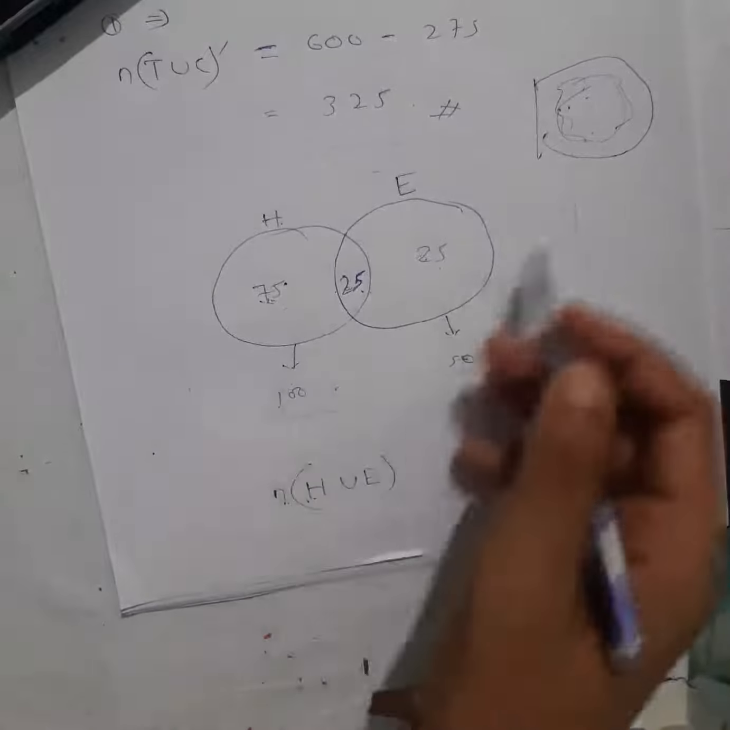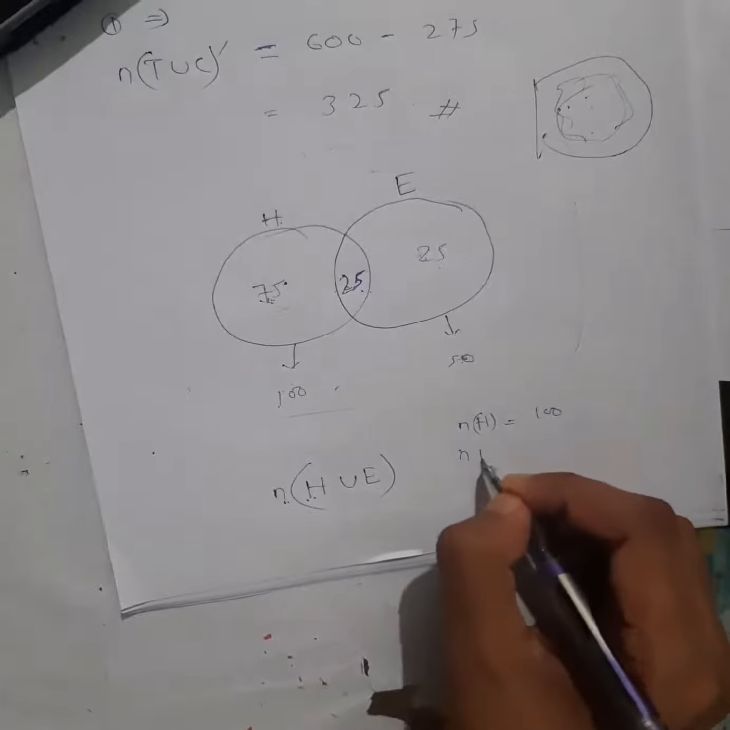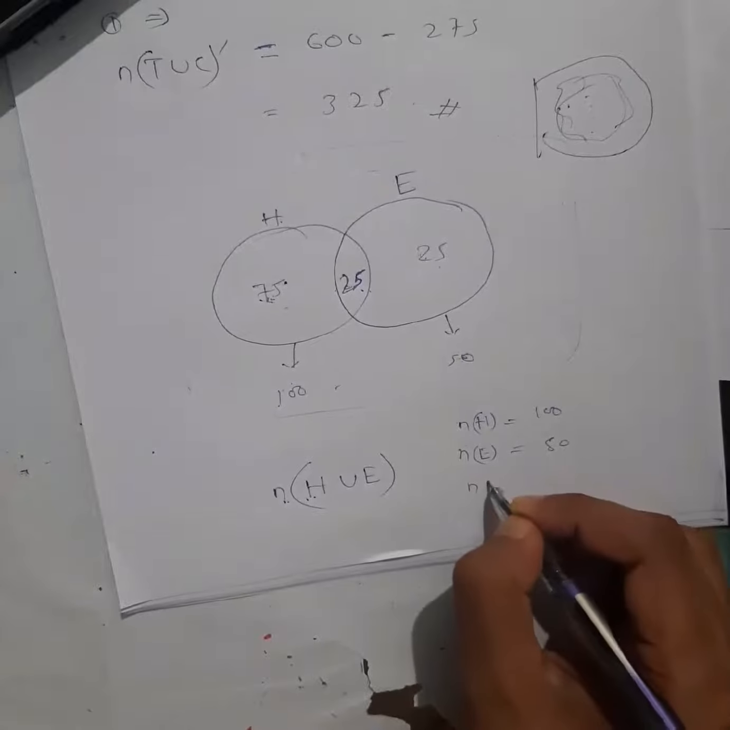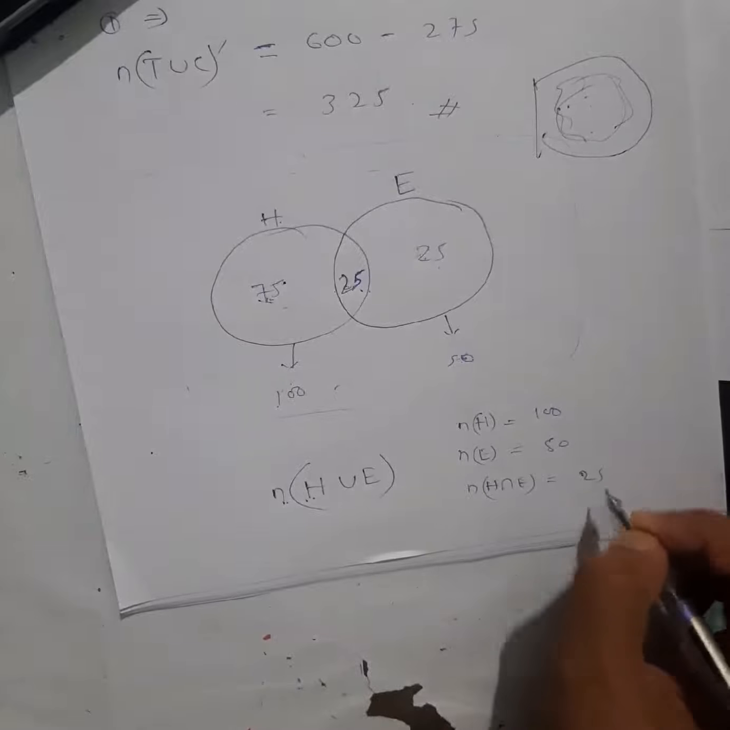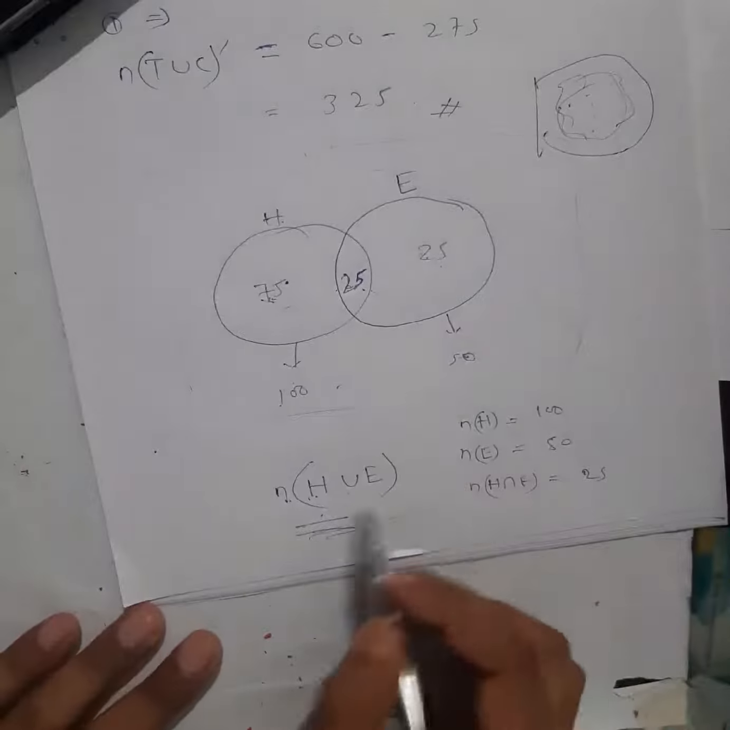So from the Venn diagram, it's very easy to find out, right? So what is given? The number of students who know Hindi is given, that is 100. The number of students who know English is given. How many? It is 50. The number of students who know both is given. So using the formula easily you can find out this one, right? This is what you have to find out. Okay, so easily find out using this formula.